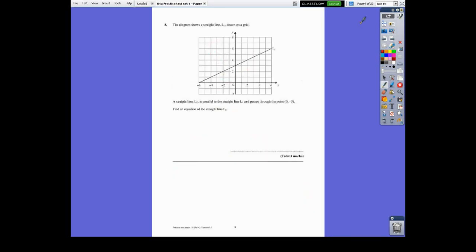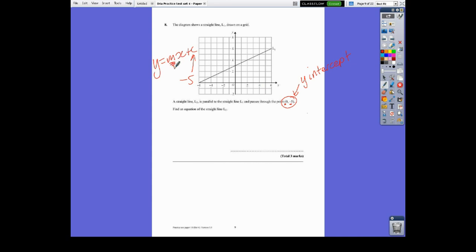Okay, question 8. The diagram shows a straight line L1 drawn on a grid. The straight line L2 is parallel to L1 and passes through 0, minus 5. Find the equation of L2. Well, 0, minus 5 gives us the y-intercept of L2, because this is with a 0 x coordinate, that would mean the y coordinate would be minus 5 because of the y-axis at minus 5. So using y equals mx plus c, we know that c must be minus 5.